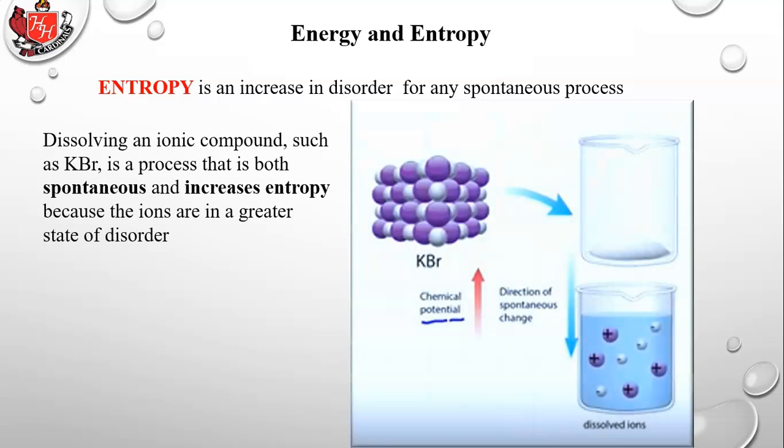So dissolving an ionic compound such as KBr is a process that is both spontaneous, it happens naturally when you put it in water, and it increases entropy because ions are in a greater state of disorder. So clearly when you have that nice orderly crystal that you see in the image there on the left, that's greater order. When you put it in water and all of those ions break apart, that's greater disorder, so that's an increase in entropy.